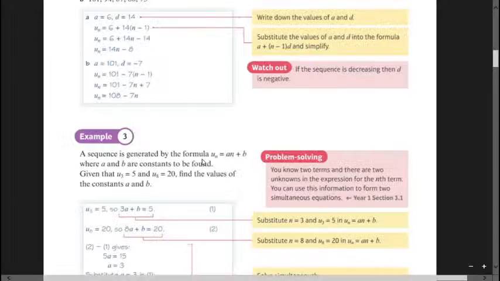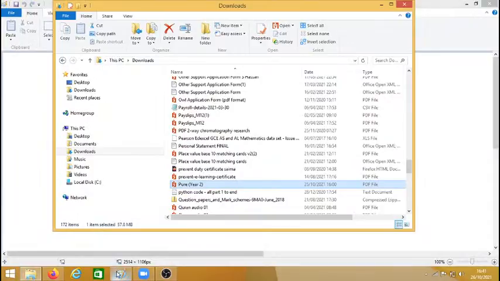So here a sequence is generated. You can ignore the formula for now. u3 means the third number in the sequence is 5. And the 8th number in the sequence is 20. So let's try and picture that.